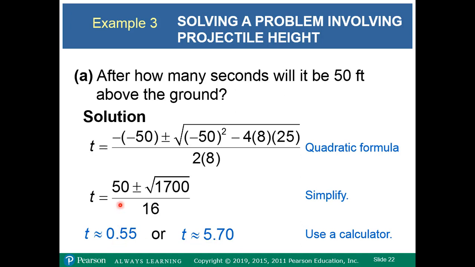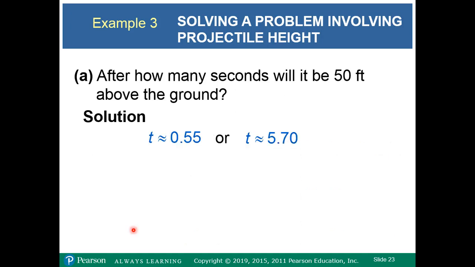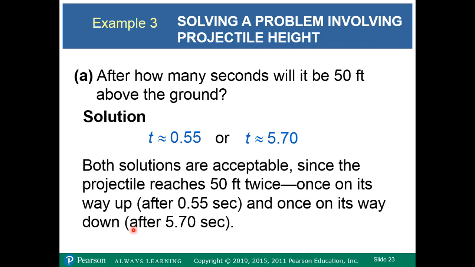Remember, the object goes straight up, then it stops, and it comes straight down. It's going to start at 100 feet per second when it's shot up, then it's going to slow down, then come back down and reach the same velocity at 5.7 seconds. Again, make sure you use your calculator to get the approximate answer. When it comes to application type problems, we normally don't leave it this way. Both solutions are acceptable since the projectile reaches 50 feet twice, once on its way up and once on its way down.